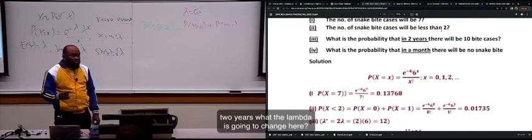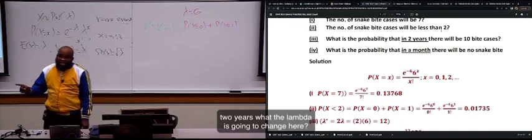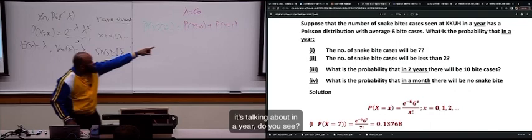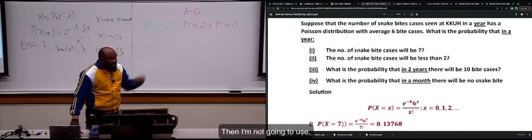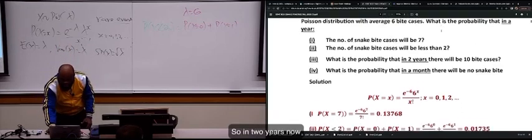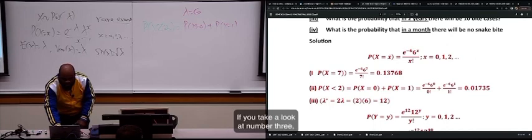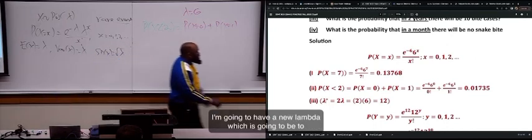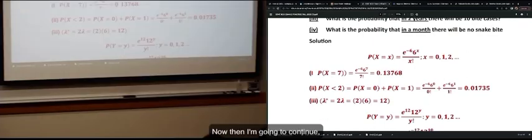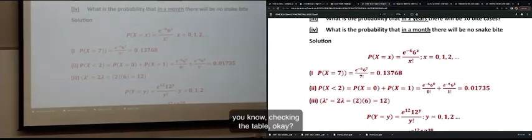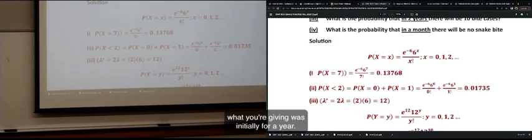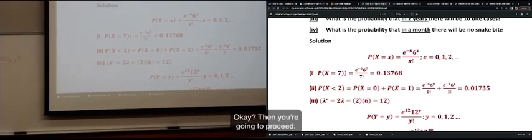Okay, now, if you take a look at the next one, what is the probability that in 2 years, what is the lambda going to change here? Because the lambda that was given initially is talking about in a year. Do you see, in a year, right? In 2 years, I need to multiply my lambda by 2. So in 2 years now, I'm going to have a new lambda. If you take a look at number 3, I'm going to have a new lambda, which is going to be 2 multiplied by whatever value of lambda that I had before. Then I'm going to continue, checking the table. In 2 years, lambda changes because what you were given was initially for a year. Okay, then you're going to proceed.